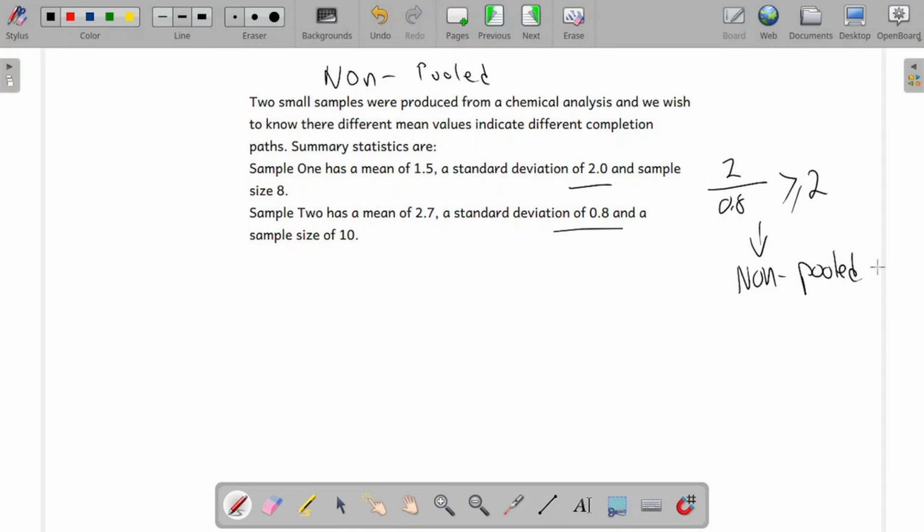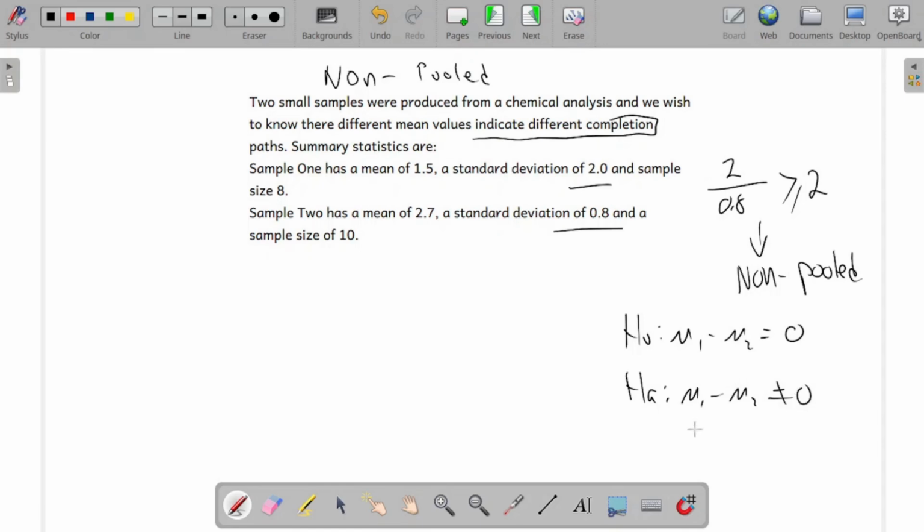Let's write the hypotheses next. The null hypothesis is always going to be mu1 minus mu2, or whatever order you wish, equal to 0. The alternative hypothesis for this example, we've got to find in the statement of the problem. Here we're looking for evidence of a difference. So this is going to be mu1 minus mu2 not equal to 0.